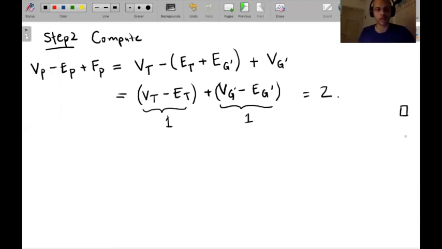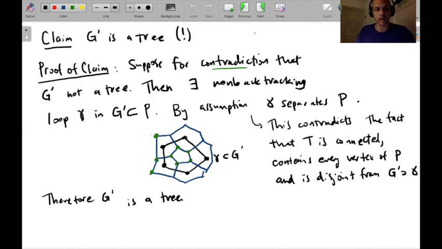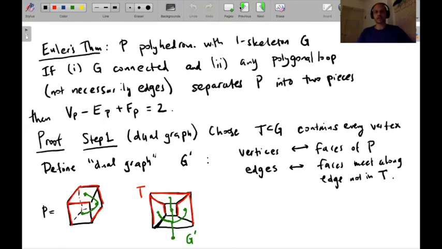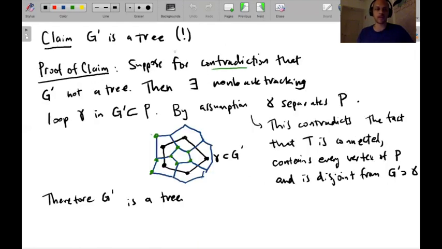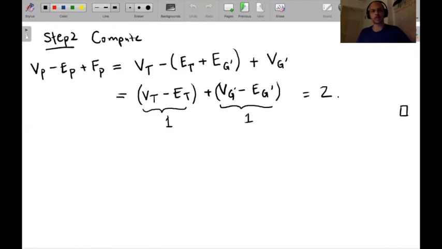Okay, so this is the proof of the theorem. It's not particularly complicated, but it's rather clever to define this dual graph in this way and to observe that it's always a tree. But once you know that, then the computation v minus e plus f is straightforward.